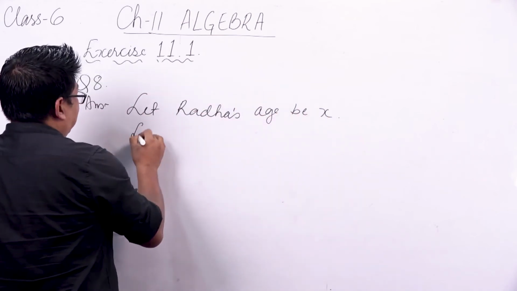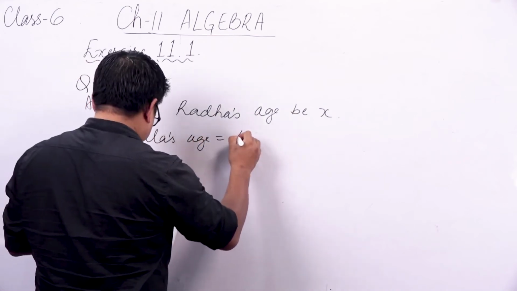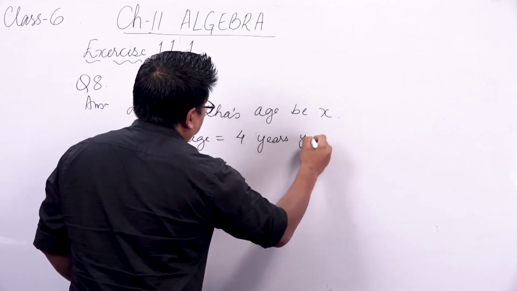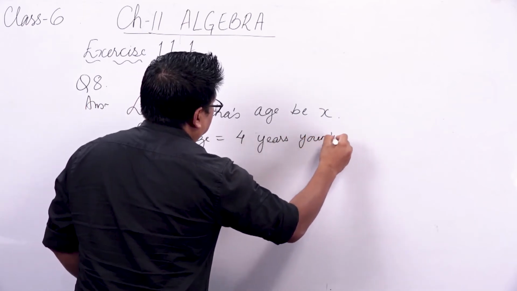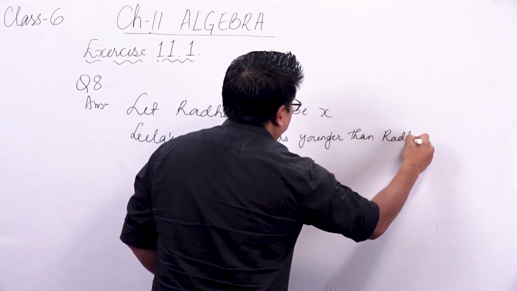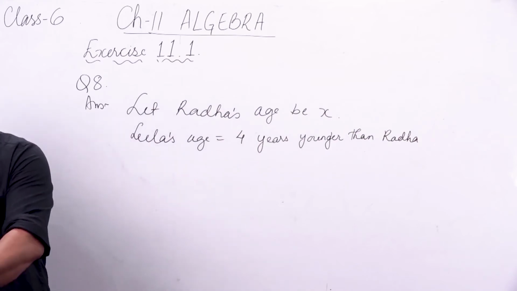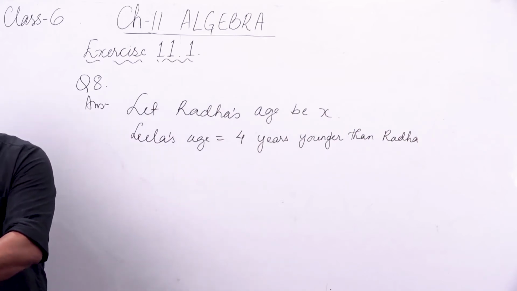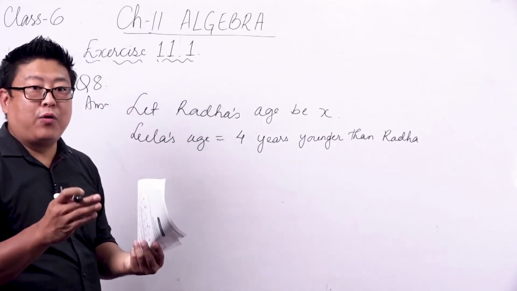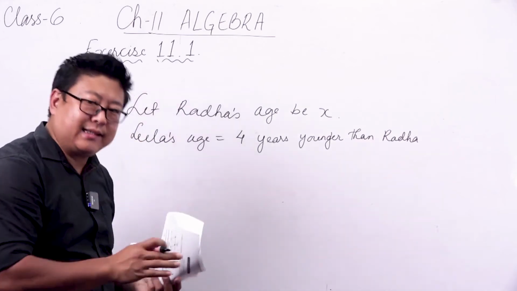So Leela's age is equal to, she is 4 years younger than Radha. Right? In the question, it's given that Leela is 4 years younger than Radha. That means Leela's age is 4 years less than Radha.